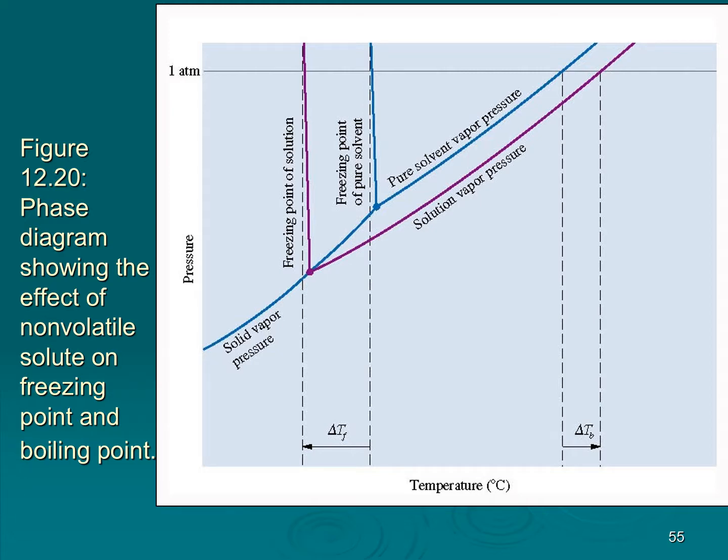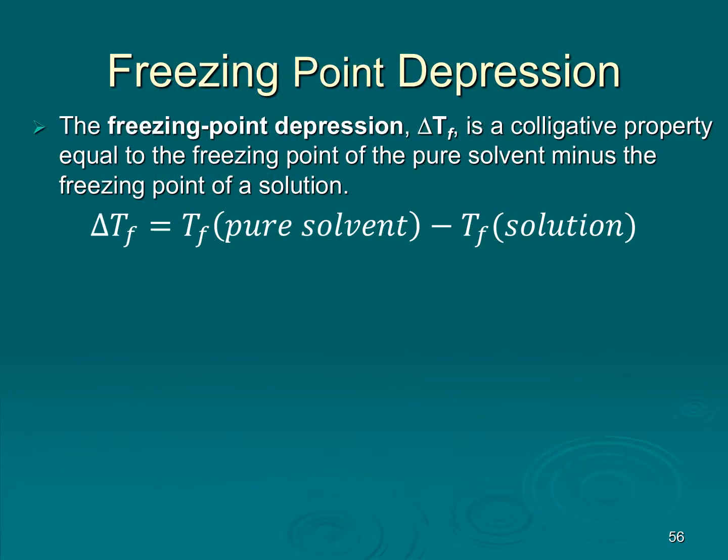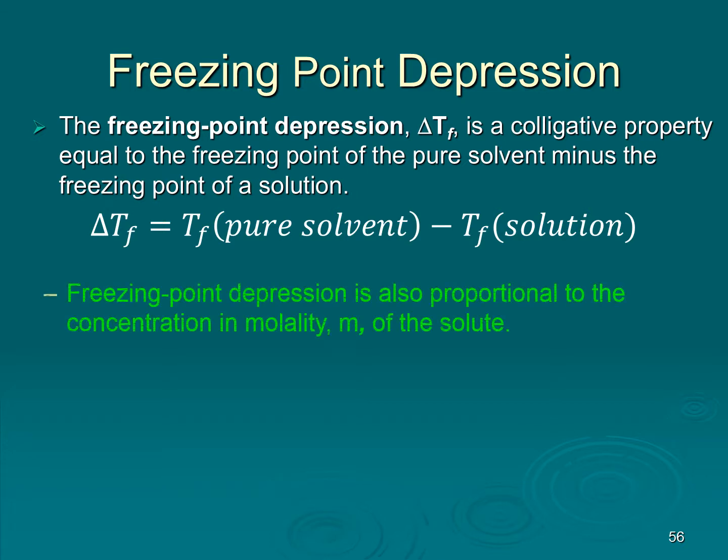that you're familiar with. In a very similar way to the boiling point, the freezing point depression is given the symbol delta TF. Again, it's a colligative property, and so the more concentrated the solution, the lower the freezing point. Delta TF is just the temperature of the freezing point of the pure solvent minus the freezing point temperature of the solution. Delta TF is TF pure minus TF solution.